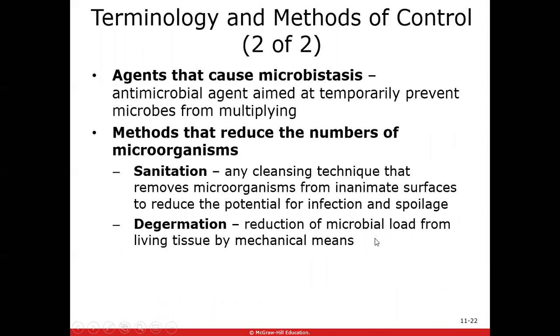So the agents that cause microbistasis are antimicrobial agents aimed at temporarily preventing microbes from multiplying. This is as opposed to killing. Microbistatic actually doesn't kill it, it prevents it from multiplying.